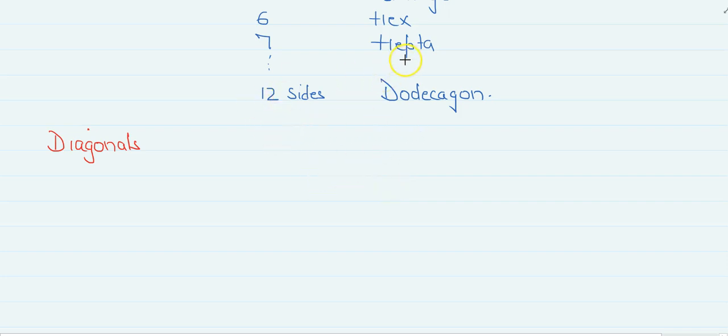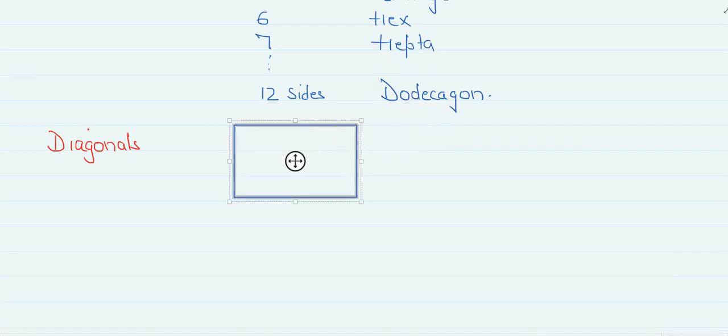Apart from the 3-sided polygon, all the polygons have diagonals. A diagonal is a line joining the opposite vertices. Now we have 2 vertices, these are opposite vertices, so the diagonal will be a line joining these 2 vertices. There is another line joining these opposite vertices, so these are called the diagonals of a polygon.